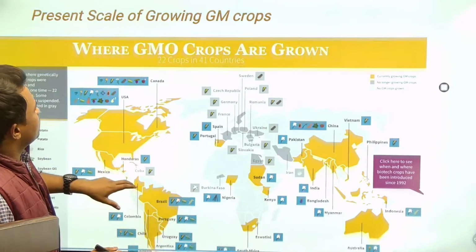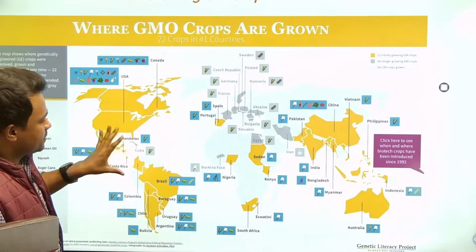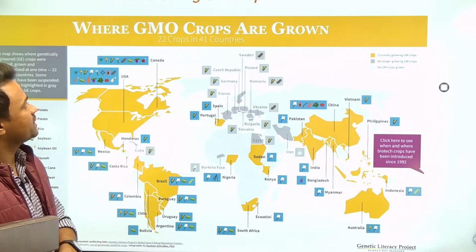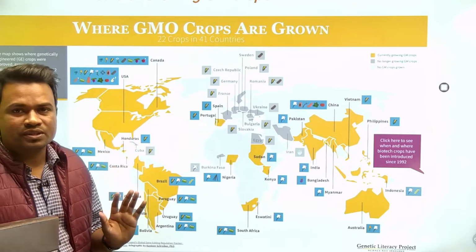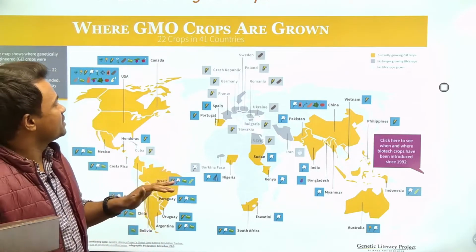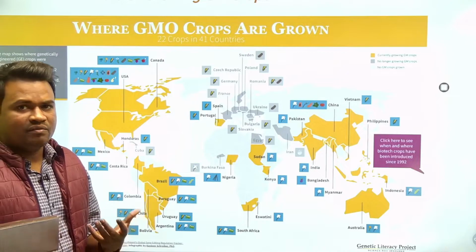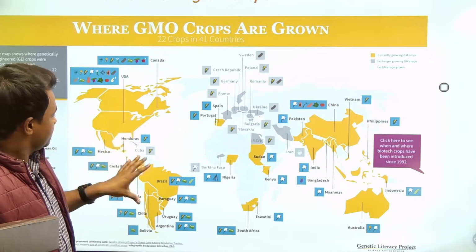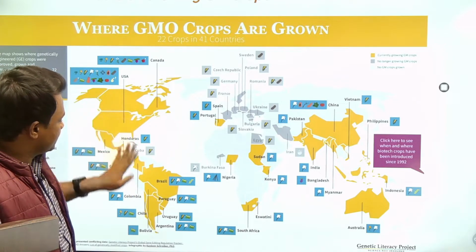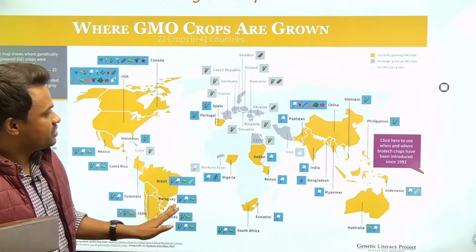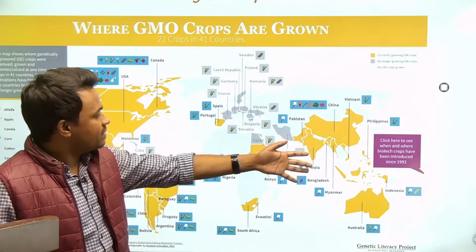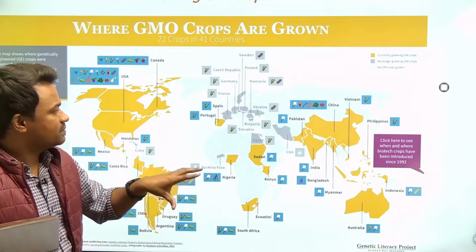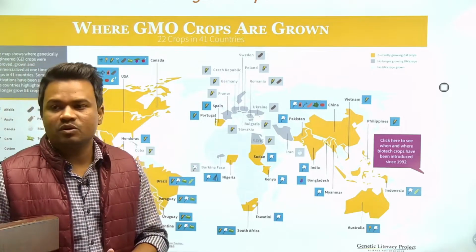Now, what is the present scale of growing GM crops? We can see that some of the developed and developing countries are the pioneers in the application of GMO crops. About 22 crops are there across the globe, and at present about 41 countries are involved in farming GM crops. United States, particularly Northern America, Latin America, Brazil, Argentina, these countries, and parts of China, Pakistan, India, Australia, Portugal, and South Africa are the countries practicing GM crop cultivation.